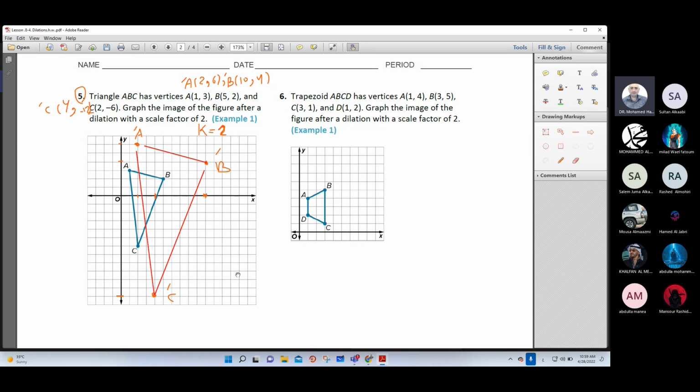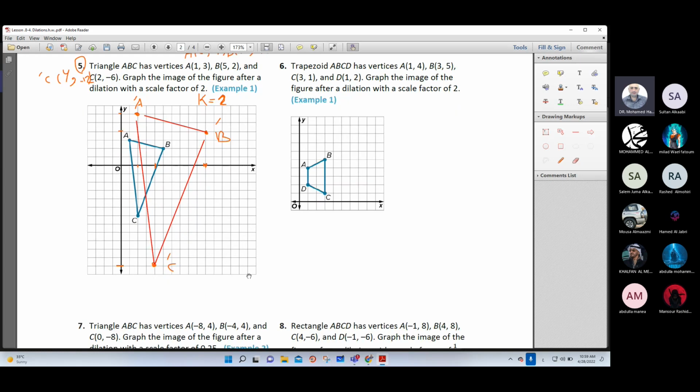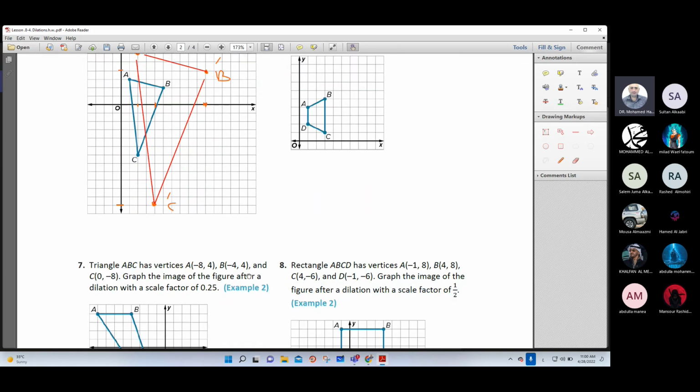As you see here, we have enlargement also. So who has any question about this exercise? All clear. The number 6, the same idea.